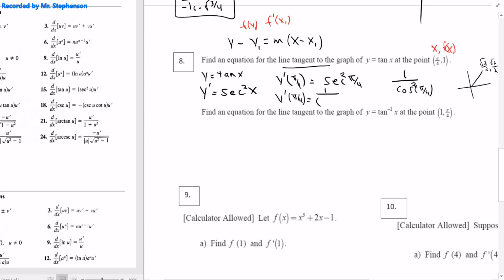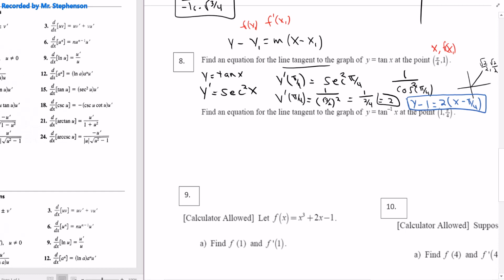1 over the square root of 2 over 2 squared, right, because it's cosine squared, which is going to give us 1 over 2 over 4, which simplifies to 2, right? So the slope is 2, and therefore my equation, I have all the other information, right? My equation will be y minus 1 equals that 2 I found, x minus pi over 4. That's the equation of my tangent line.